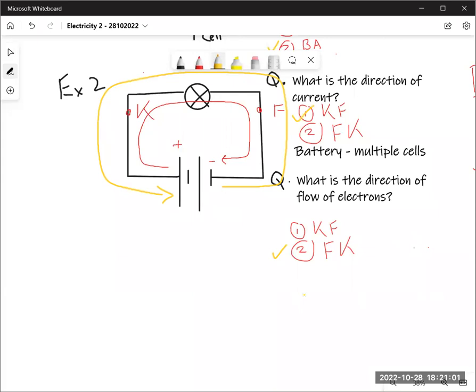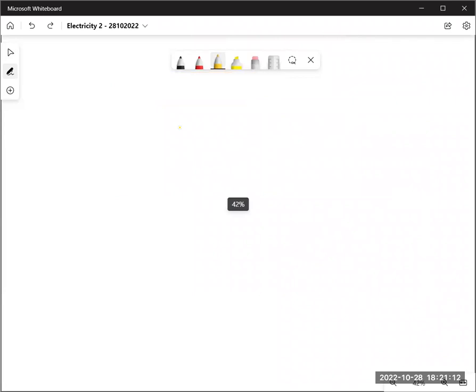Okay. It's opposite. So if current is KF, then electron is FK. Negative to positive, the other way around. Now, last thing I'll give you is a few equations to finish.